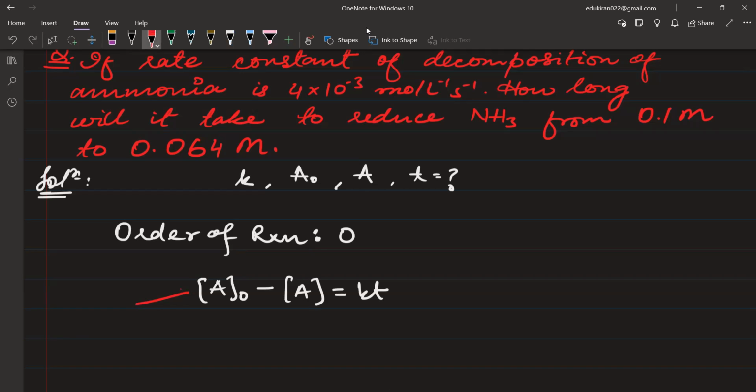Now what things do you have here, tell me. You have this A naught, yes or no? Yes, sir. How much is it? What is this A naught? 0.1. What is this A? 0.064. What is this K? 4 into 10 raised to minus 3, right? And this time is unknown. Calculate the time, all of you. Yes or no? Calculate this fast. And please answer with units. Don't answer without units, otherwise you will get no marks.